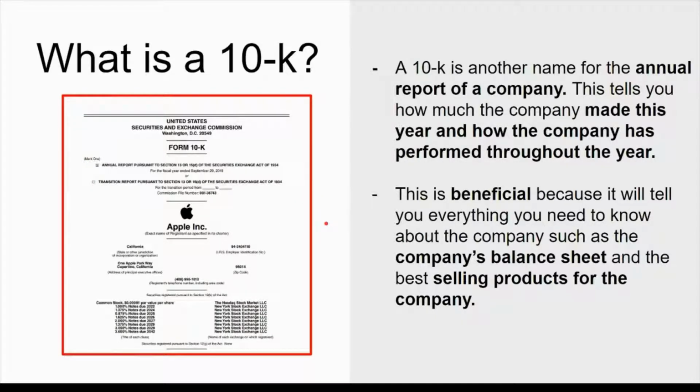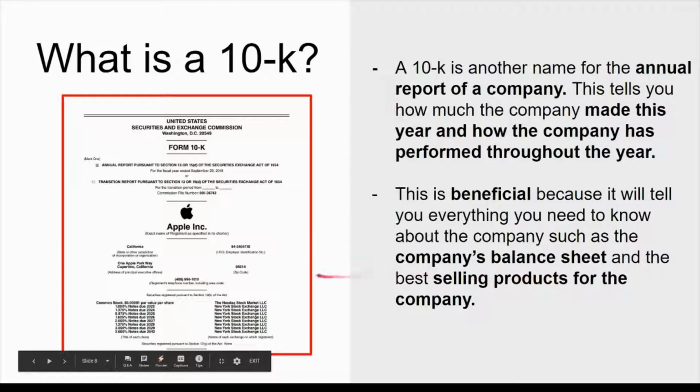What's the best-selling product? How much revenue are they making? How much profit are they making? And this is beneficial because it will tell you, rather, everything you need to know about the company, such as the company's balance sheet and the best-selling products for the company. And the balance sheet basically has the company's earnings and all their expenses in a more in-depth analysis of things.